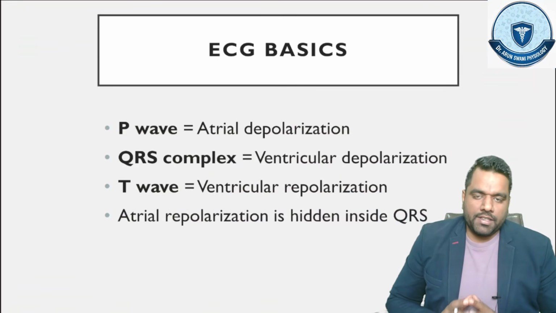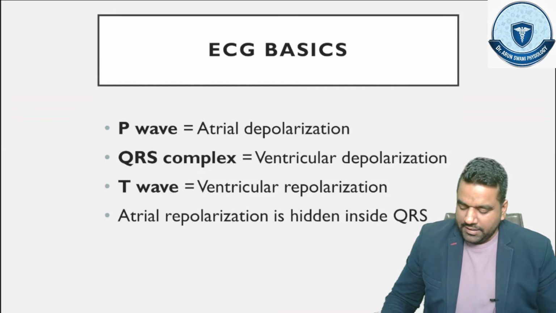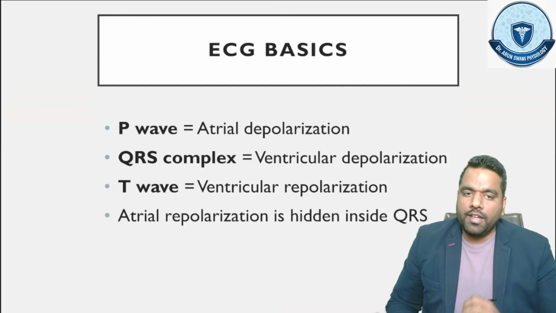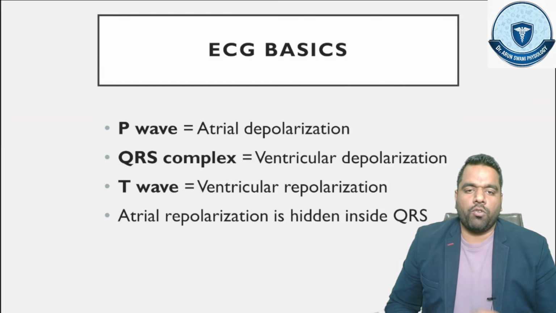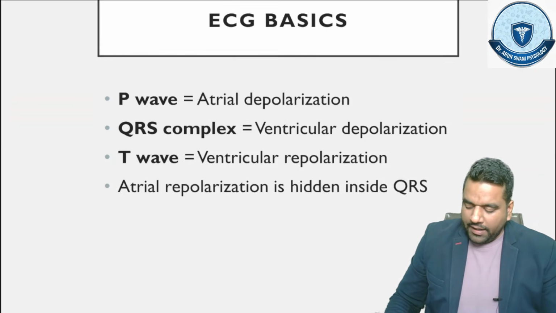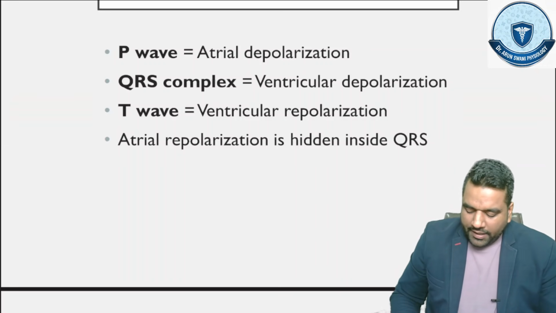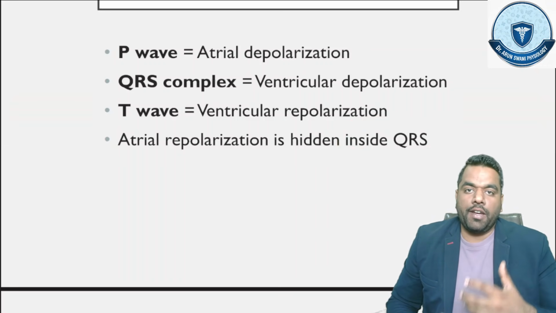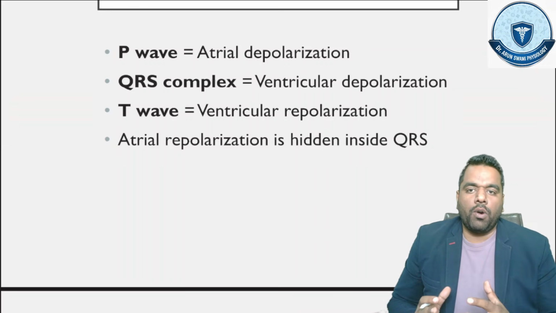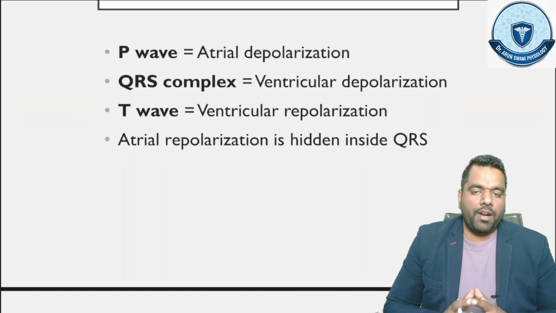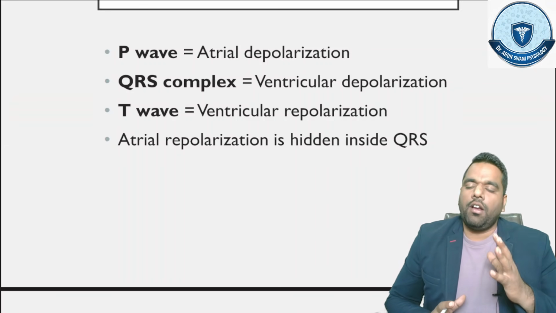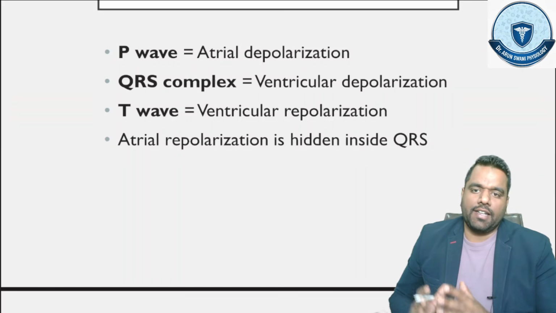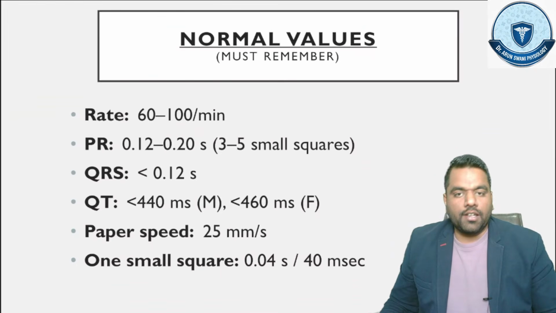Talking about the ECG basics, you should know first of all the P wave. This is for atrial depolarization. The QRS complex is for ventricular depolarization. The T wave is for ventricular repolarization. Atrial repolarization is actually hidden inside the QRS. And as we know that ventricles are very important for us, hence we never talk about the atrial repolarization part. We are concerned only with the ventricular depolarization and repolarization, which is your QRS and the T wave.